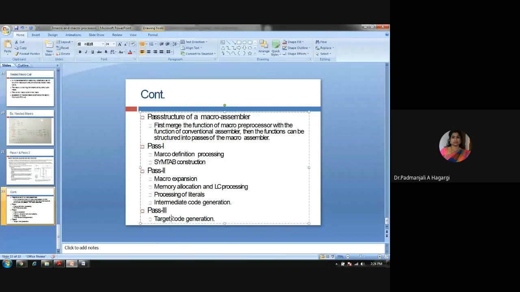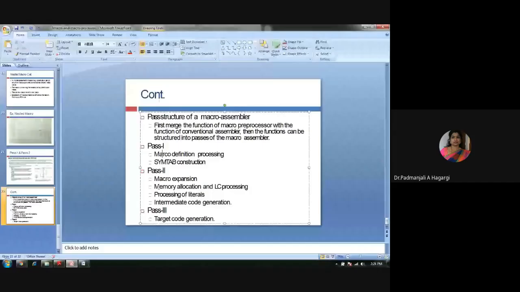So in pass one, intermediate representation, but in pass two here, you are getting the intermediate code. Why? Because here we have a macro. One thing you should understand: in pass one, symbol table construction and macro definition handling is there. In pass two, expansion of the macros happens, and the intermediate code is generated. And in pass 3, it generates the target code.